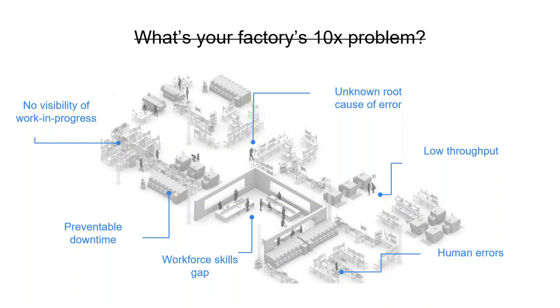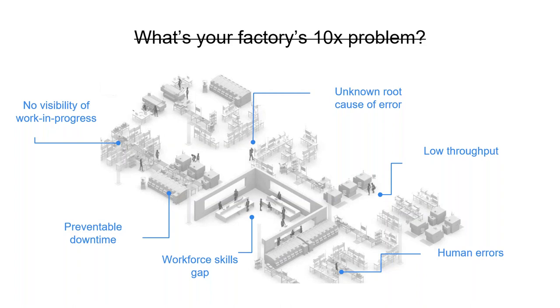The fact of the matter is that these operations suffer from a number of different problems that all need to be solved in parallel, whether it's not knowing the root cause of error, of defects on a particular line, whether this is suboptimal throughput on a line, whether this is a gap in your workforce, if your workforce needs to be retrained or you're hiring new folks and you don't have the skills that they need to be effective in their role. Perhaps you just need to know where work in progress is at any given point in time. You need better visibility into the actual production operation.